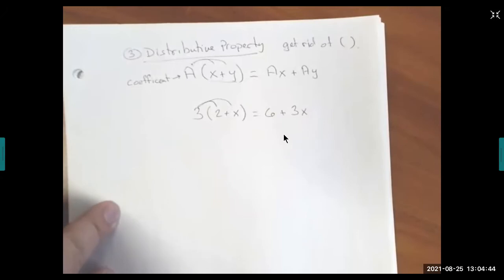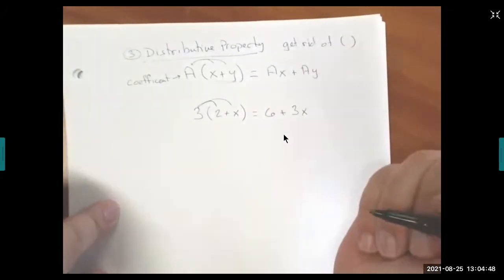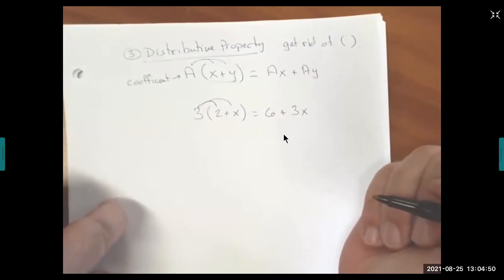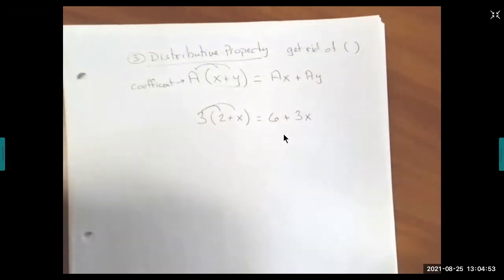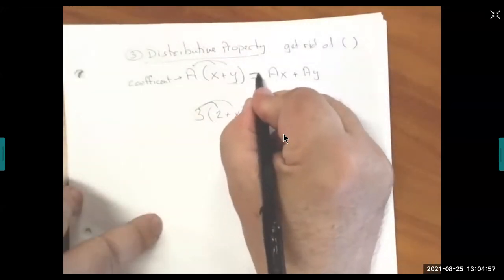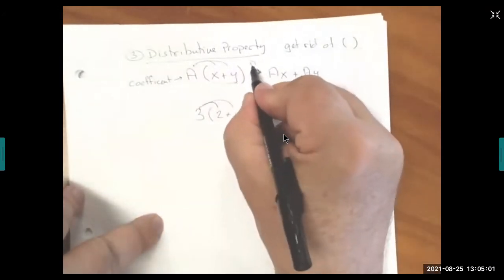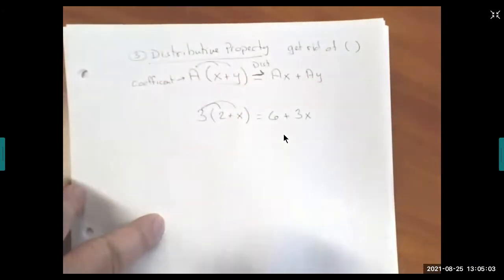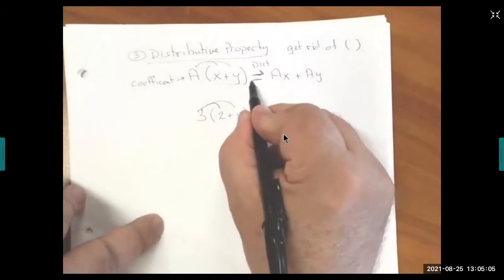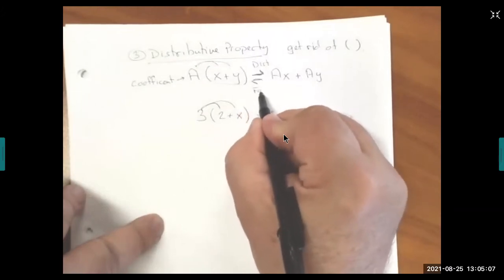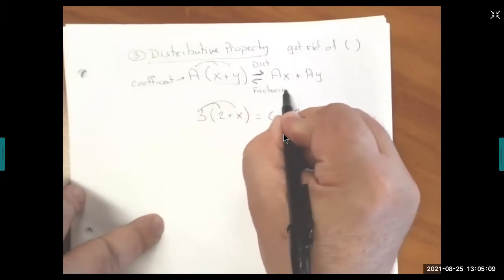Now, I told you it's powerful. How many of you ever took chemistry? Stoichiometry, when there's 2 arrows. If you go from left to right, that's distributivity. But if you go from right to left, that's called factoring.